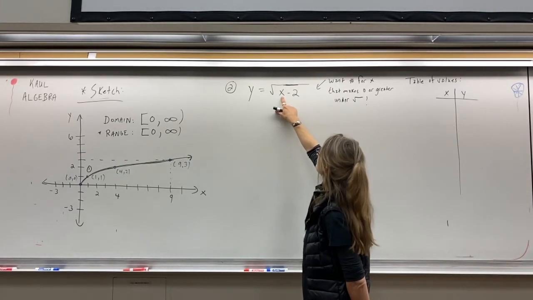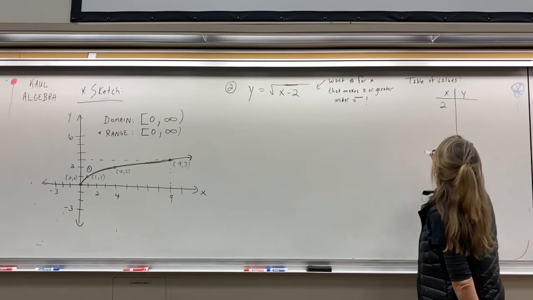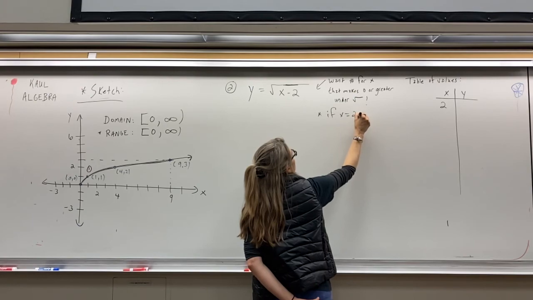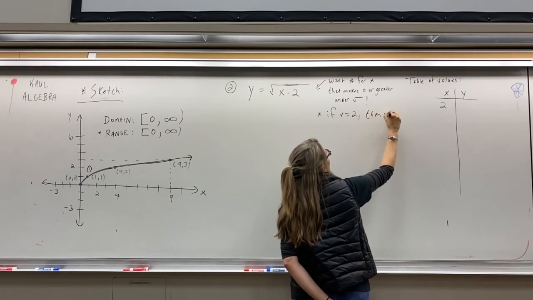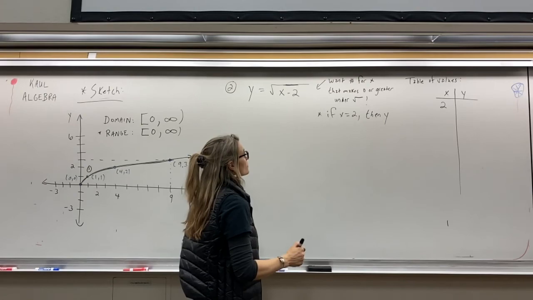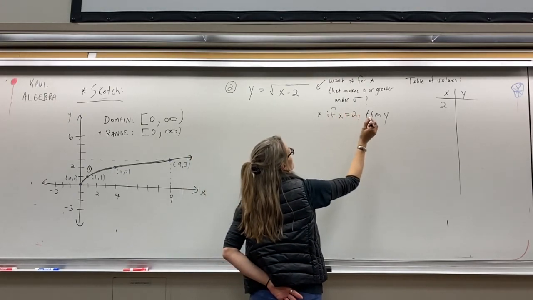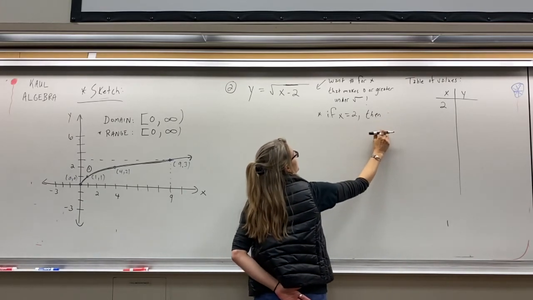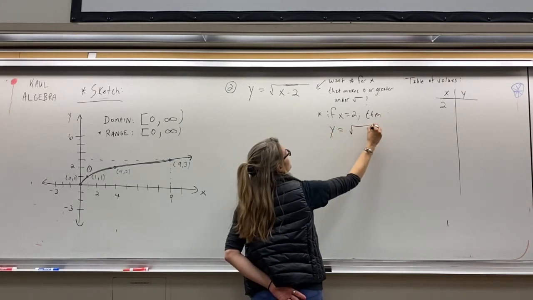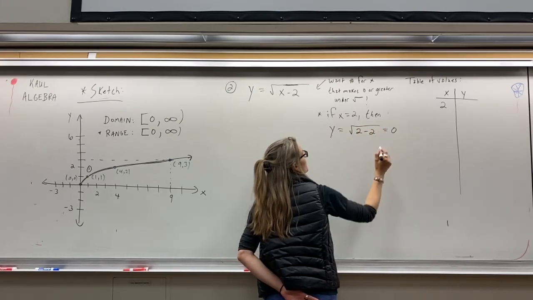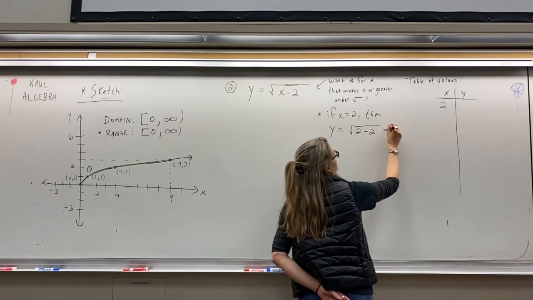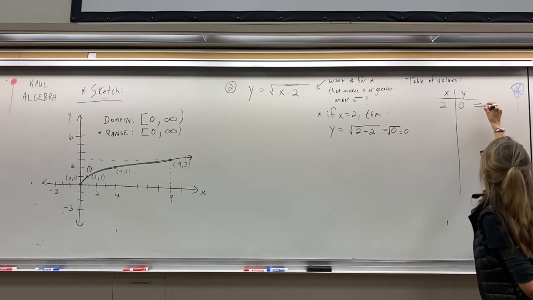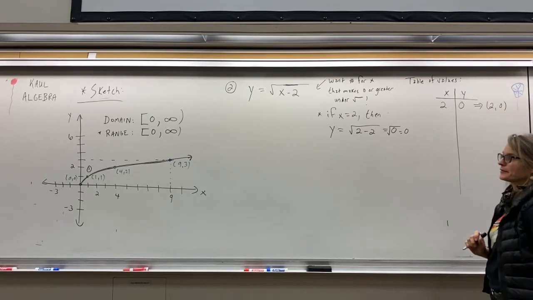If we pick x to be 2, then y will be a certain output. So let's start with, if x equals 2, then y will equal the square root of 2 minus 2, which equals 0. Because that's the square root of 0, which equals 0. So we have the point 2, 0 on our graph.